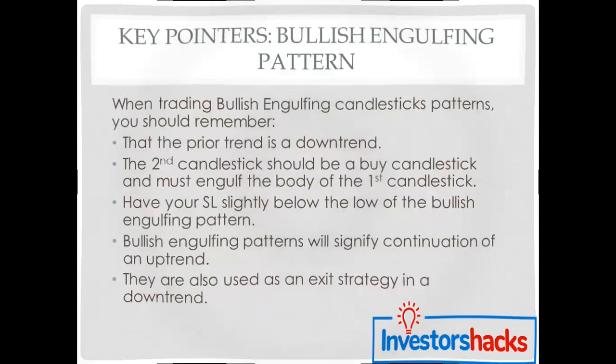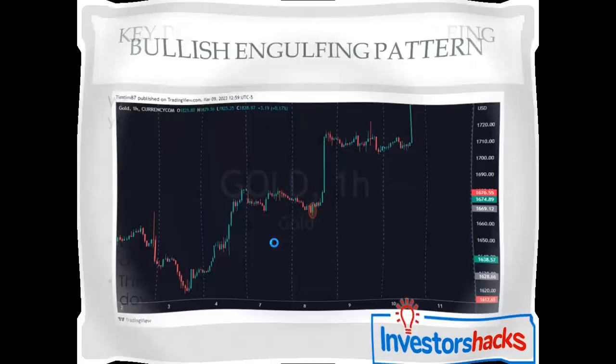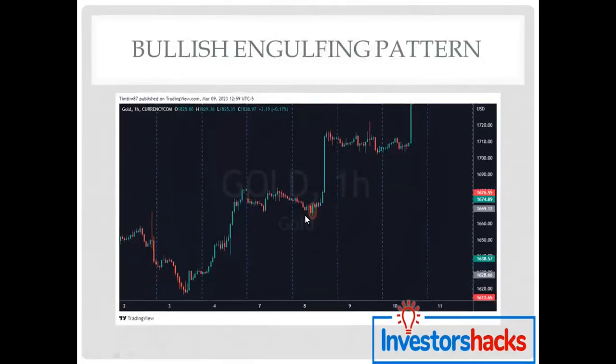Okay? So when we say that bullish engulfing patterns will signify continuation of an uptrend, this is when they form in the middle of an uptrend. You can see this was our uptrend, and in the middle of it we have this bullish engulfing pattern signifying continuation. You can see the market went all the way up after the formation of this candlestick. So this signifies continuation.